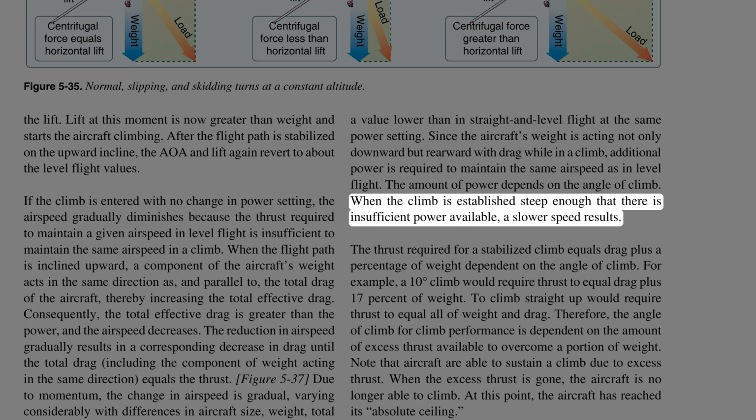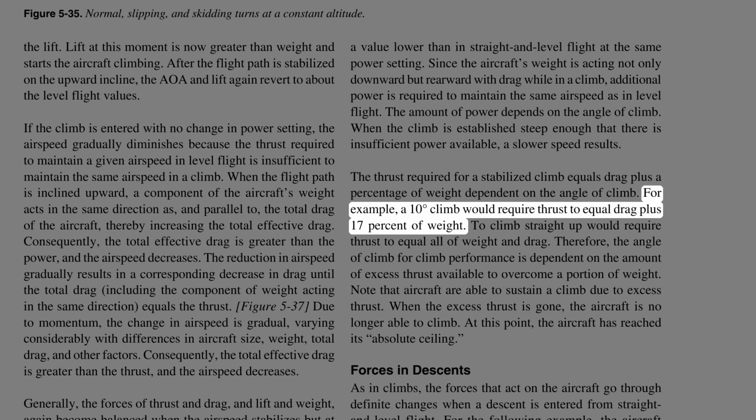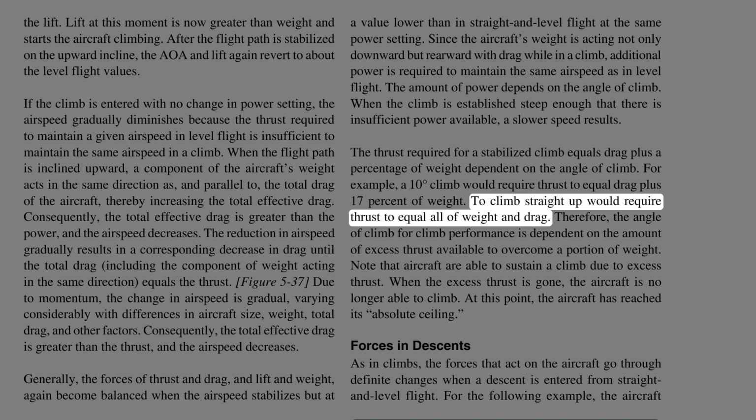When the climb is established steep enough that there is insufficient power available, a slower speed results. The thrust required for a stabilized climb equals drag plus a percentage of weight dependent on the angle of climb. For example, a 10 degree climb would require thrust to equal drag plus 17% of weight. To climb straight up would require thrust to equal all of weight and drag.